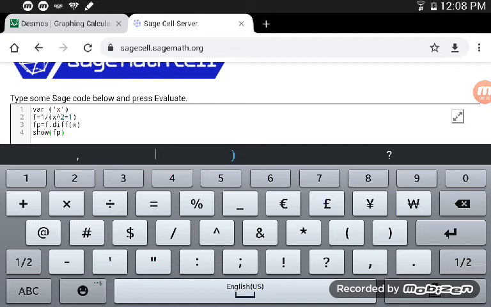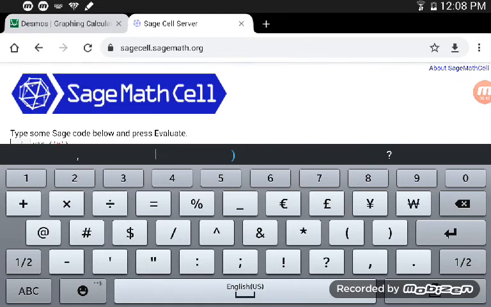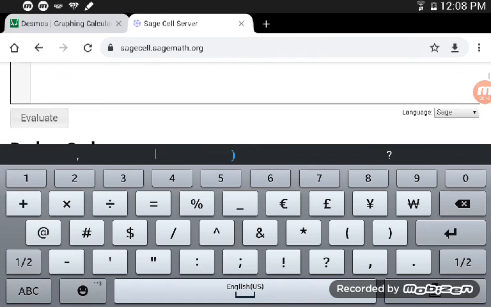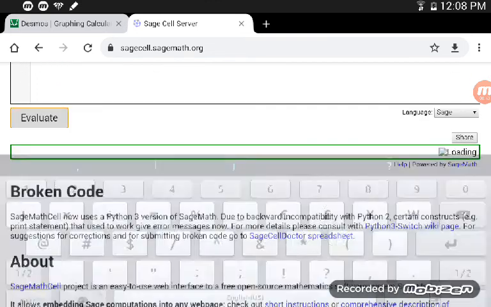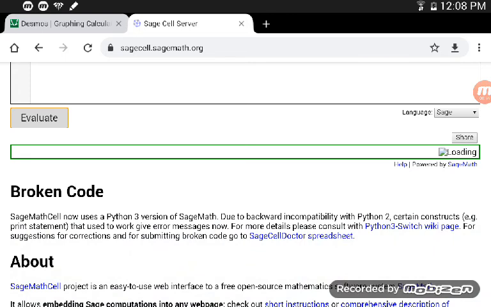Now how do I get rid of this thing? I don't know what I just did. Okay, so I'll hit evaluate. Now it goes away. Oh, am I not connected? No, it says I'm connected to the internet. Loading. Yeah, this may be a bust.